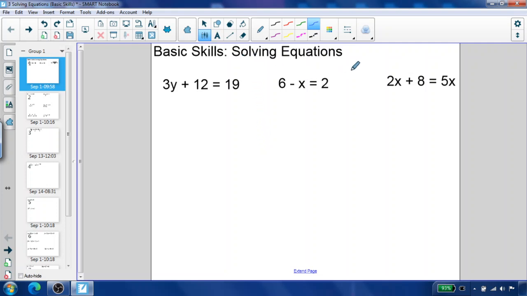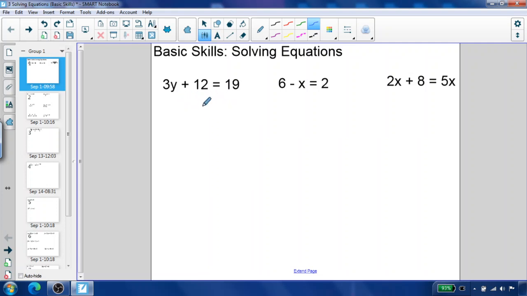In this video we're going to be looking at solving equations. So for the first three, they are quite basic, so we're just working with these as a nice recap and we'll move on to some more difficult ones.